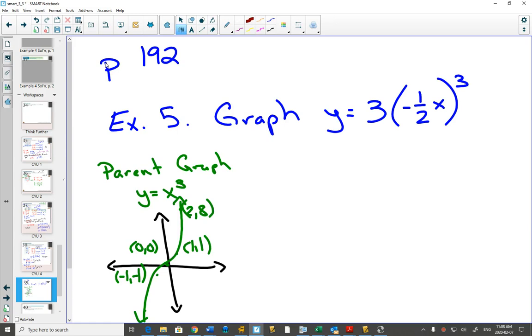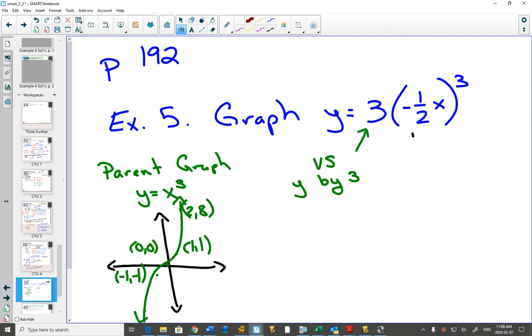So those graphs that we did at the beginning, the graph in the top left-hand corner of each of those pages, those were our main parent graphs. Then you have to say, what's happening to our parent graph? What are the transformations? We have this 3. Can you see that that 3 is outside of the function? It's going to be a vertical stretch. You're going to multiply your y values by 3.